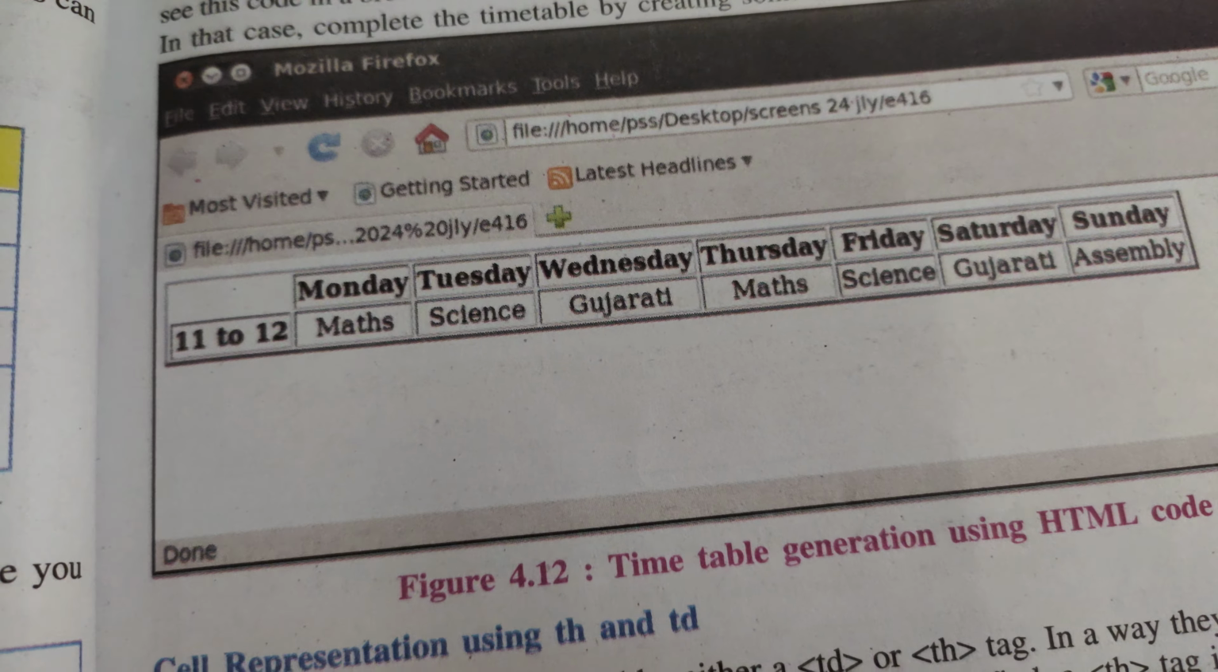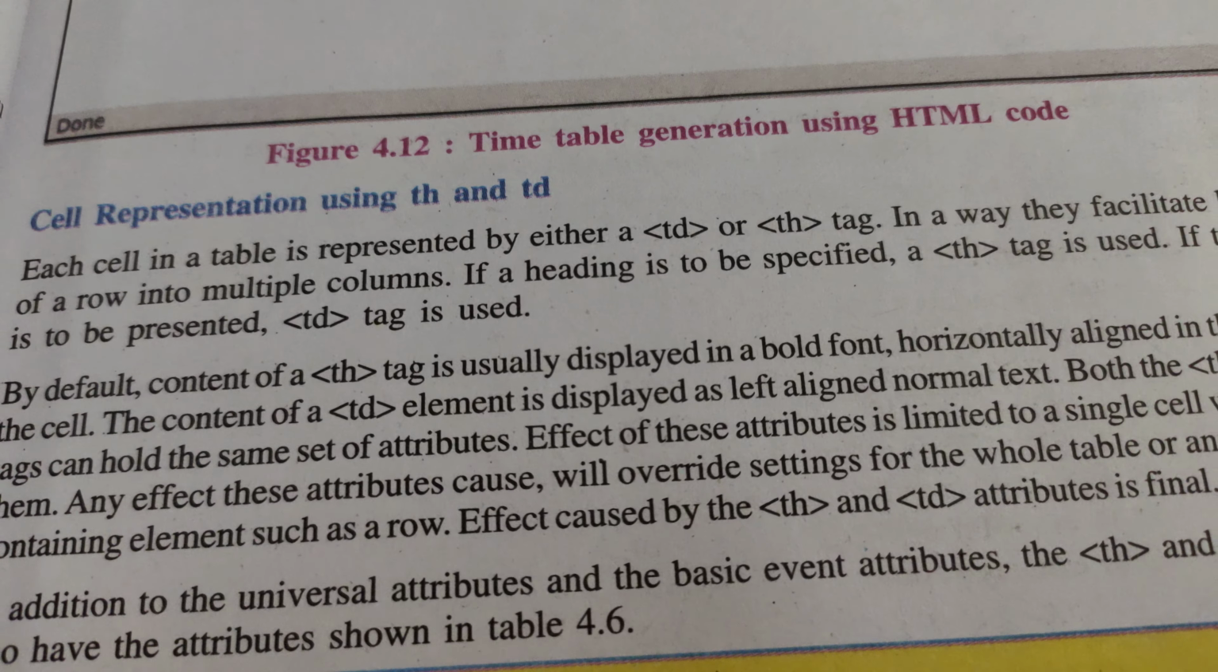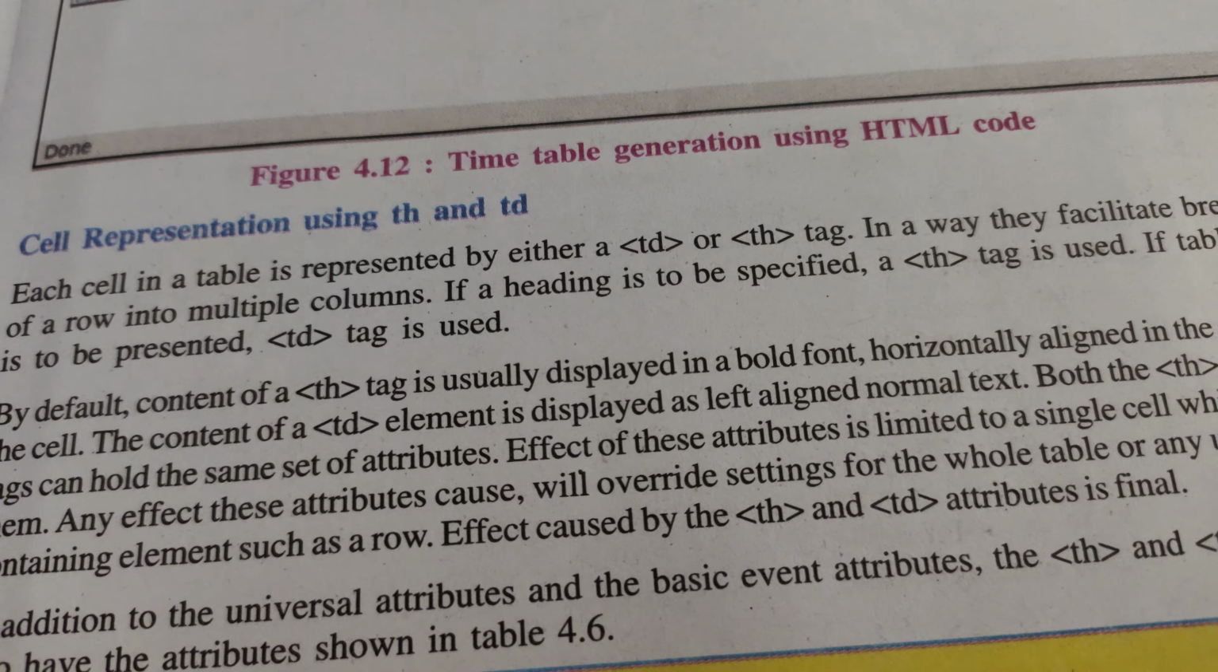Each cell in a table is represented by either a TD or TH tag. They facilitate breaking a row into multiple columns. TD and TH are given to create multiple rows and columns. If a heading is to be specified, the TH tag is used. If you want to give a heading to your table row, then you use the TH tag.